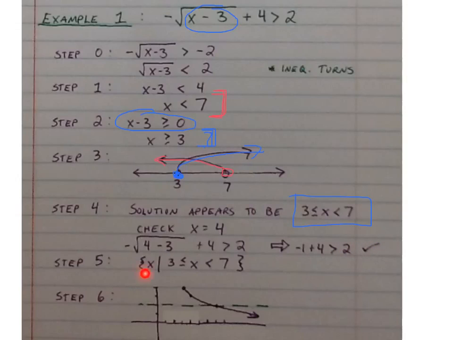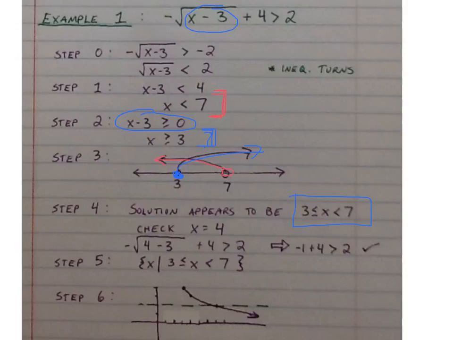Step 5, we write the solution set. I wrote it in set builder notation. That's pretty common for inequality problems, to write the solution set in set builder notation. And then step 6, we draw the graph of it, just to check by a graph.